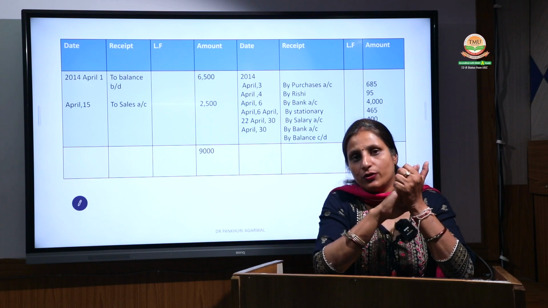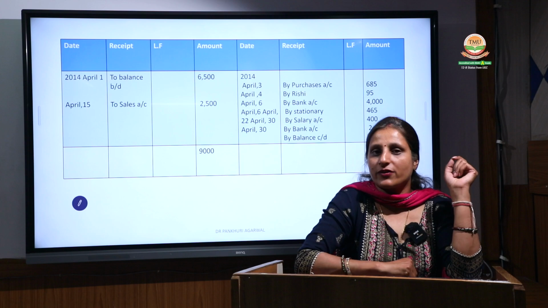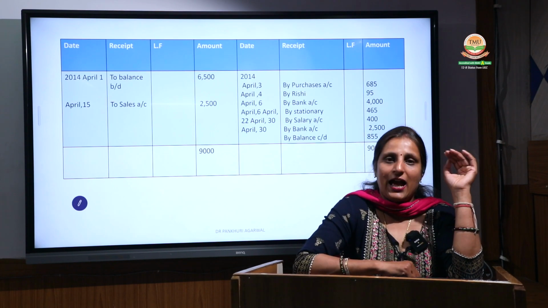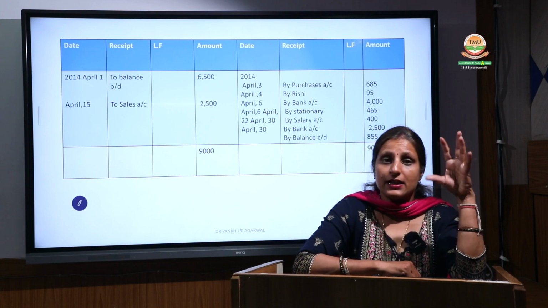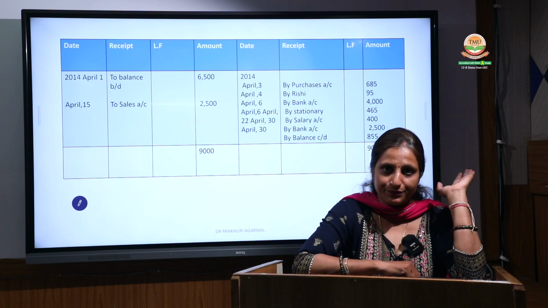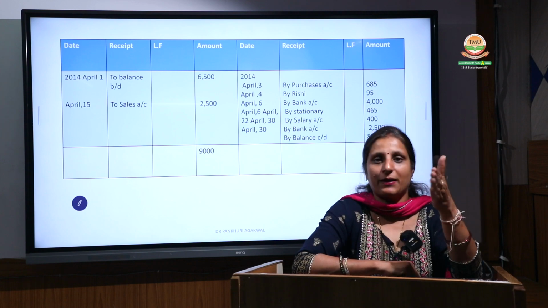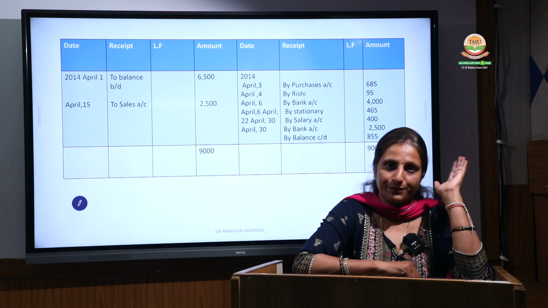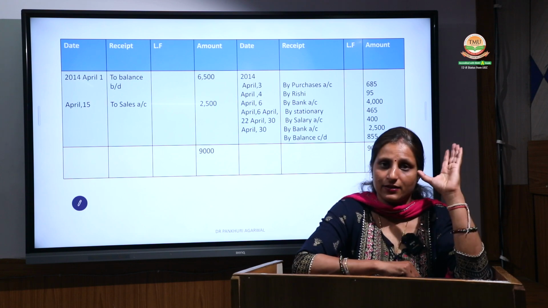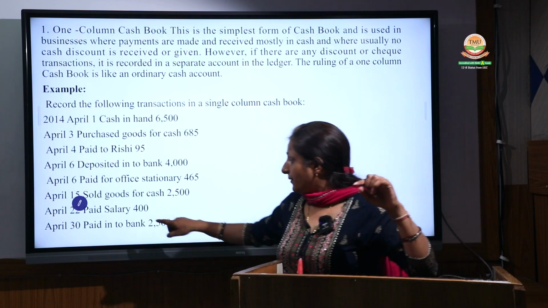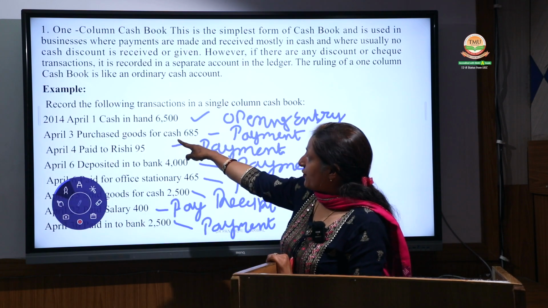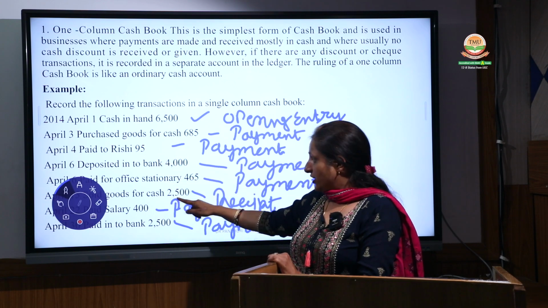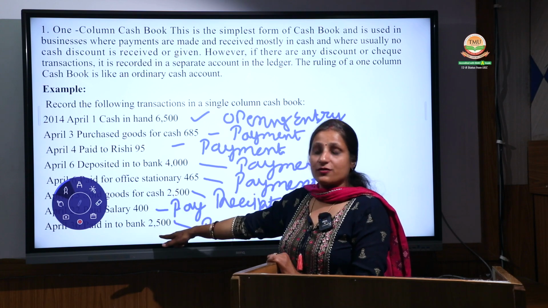Now, what you have to do? If you are posting the entries on the receipt side, from where you have received the payment, that name will come under the debit side. I have received the payment from sales, therefore I posted the sales account on the debit side. And the parties to whom you are making the payment will come on the credit side. All the parties that I have told you in the entries are there. This payment is for purchase, this payment is to Rishi, this payment is to the bank, this is for the stationery, this is for the salary, and this is to the bank.